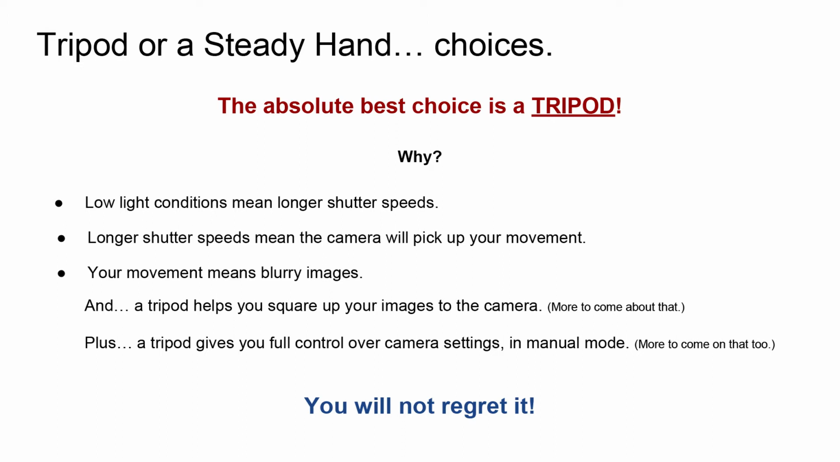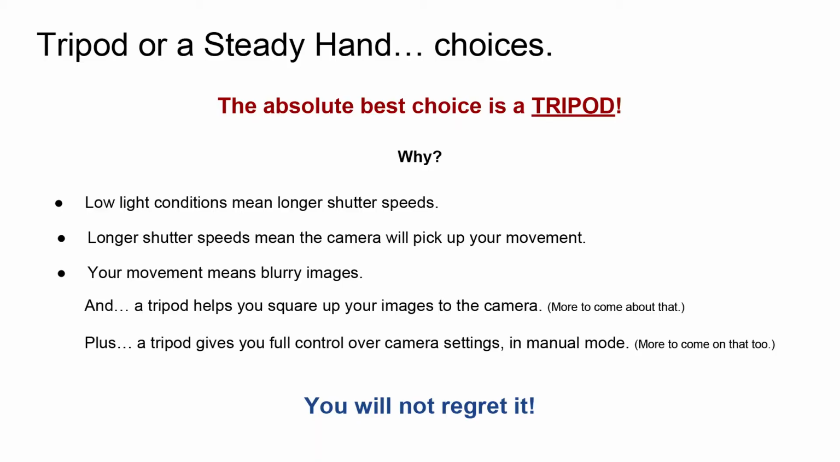Another benefit of using a tripod is it helps you square up your image. When you take your picture, it won't be all skewed, and we'll get into how to straighten an image, but it'll be a lot easier. You won't have to distort buildings or anything else in that matter. You'll have a nice square picture to start with.